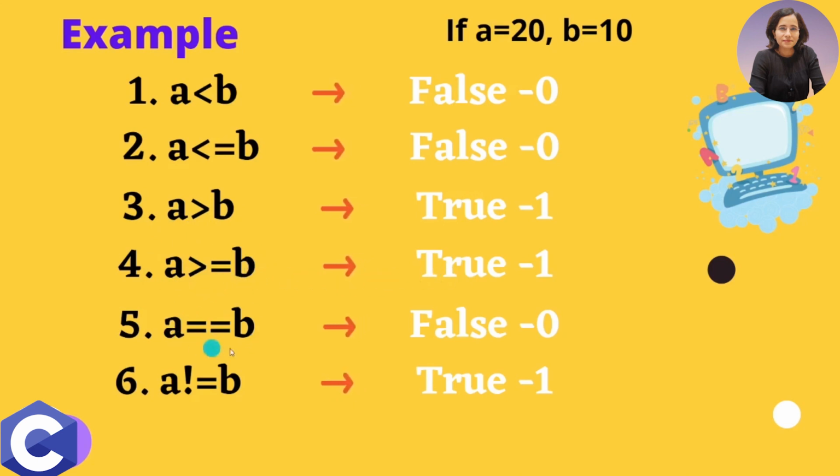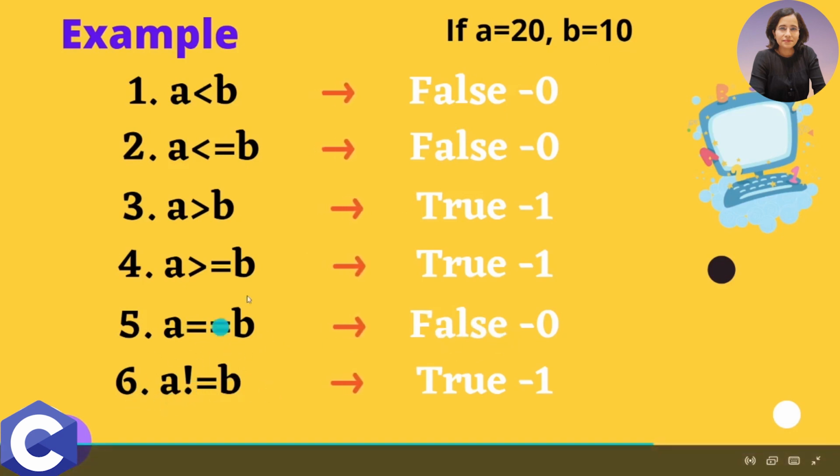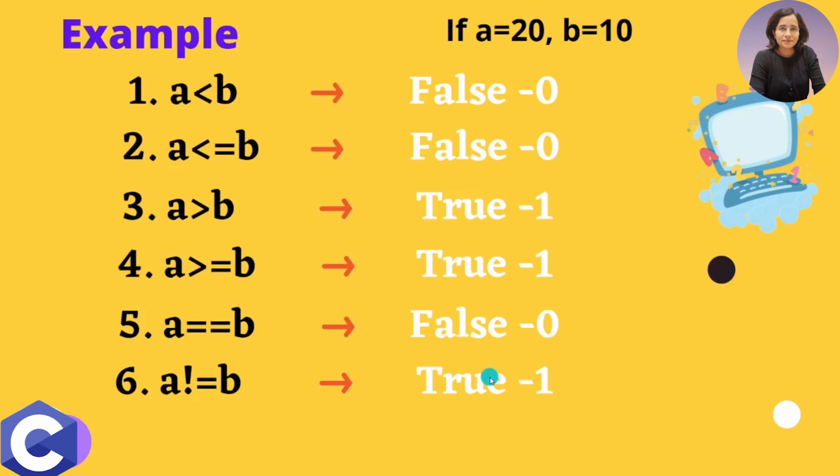Next is the equal to operator. We will compare whether both are equal or not. Is 20 equal to 10? No. That's why we are getting the result false. The next is not equal to. Here we are checking whether both are equal or not. So as we can see, they are not equal. That's why we are getting the answer true.